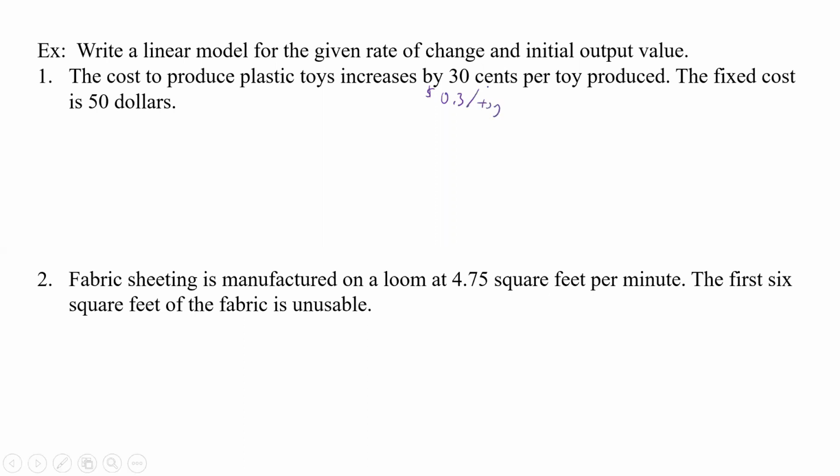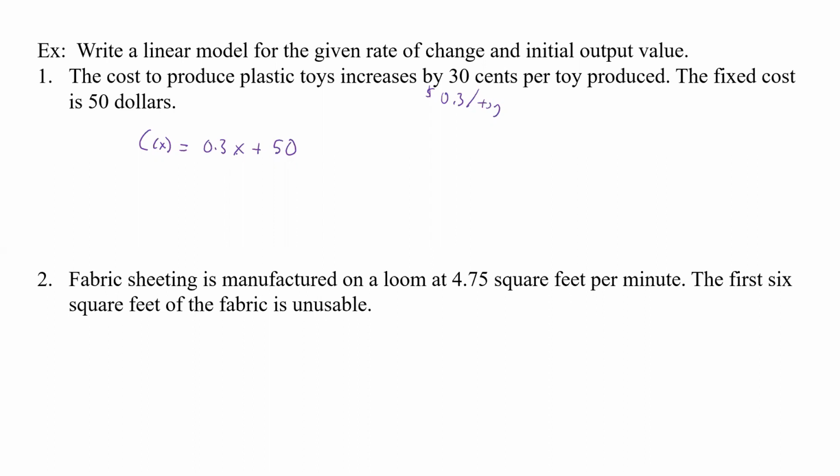So I'm converting it to the units so that the fixed cost and the toys are the same. And when we do that, what does that give us? Well, cost C of x is equal to 0.3 times x, however many toys we produce, plus a fixed cost of $50. So $50 is going to be there no matter what. If we don't produce anything, and x is 0, we're still going to have that fixed cost of $50.